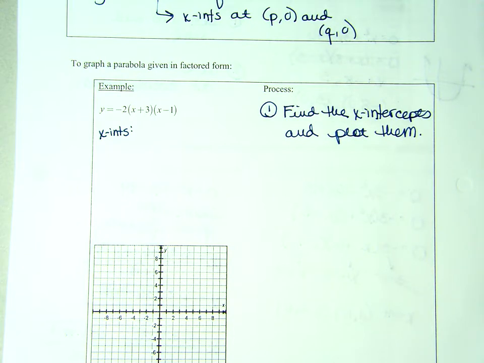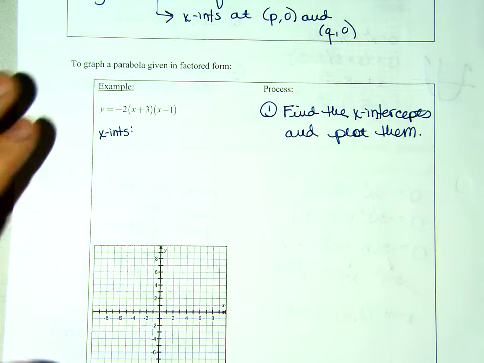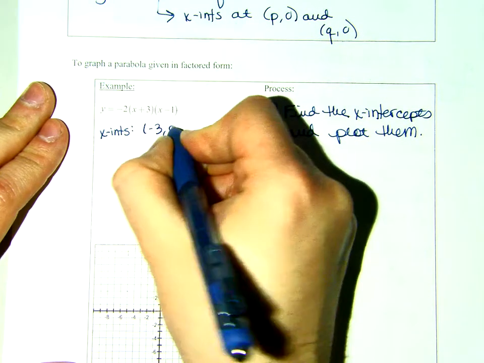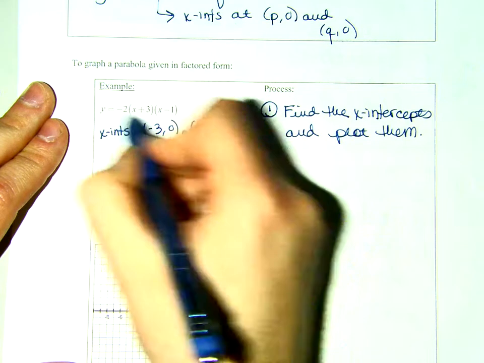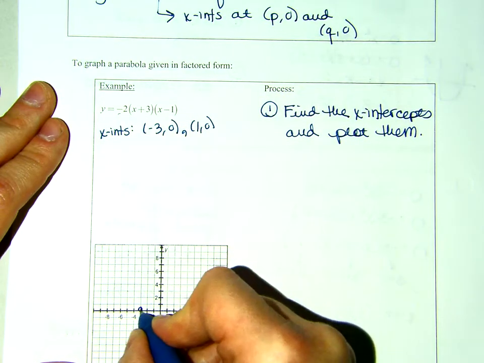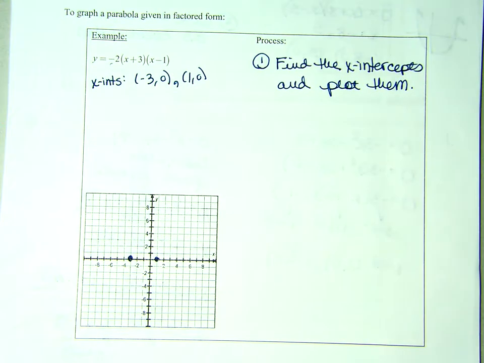Alyssa, do you have the x-intercepts? Good. Negative 3, 0 and 1, 0. I'm just setting the factors equal to 0. The negative 2 out front doesn't affect things. So I'm going to plot them right on my x-axis.